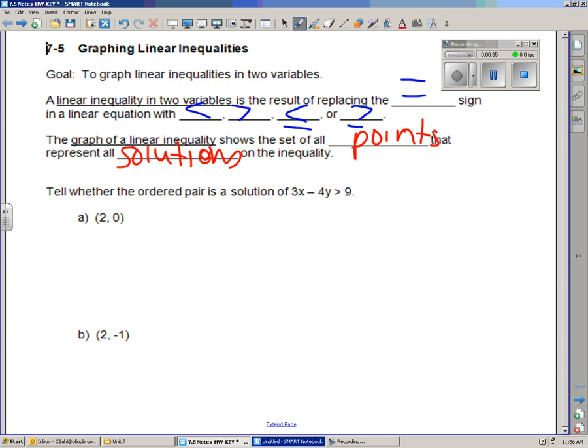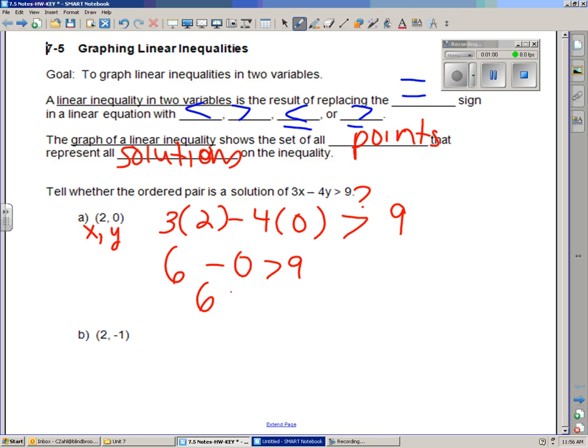of the inequality. So the first one says, tell whether or not the ordered pair is a solution. The idea is if you substitute in the x for the x, the y for the y, and you do the math, 3x minus 4y, is the answer really in fact greater than 9? Well, let's see. Y was 0 here. So 6 minus 0, is that greater than 9? Is 6 greater than 9? And it's not. So this particular ordered pair is not a solution.